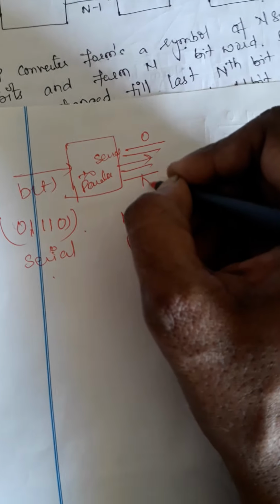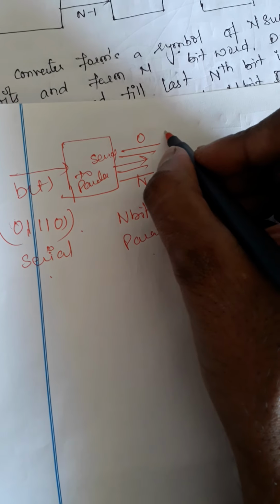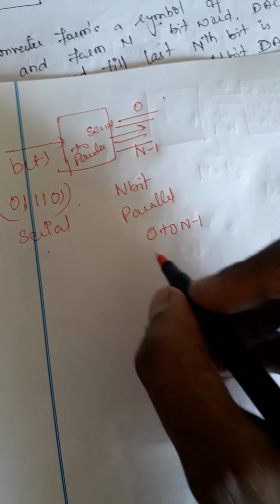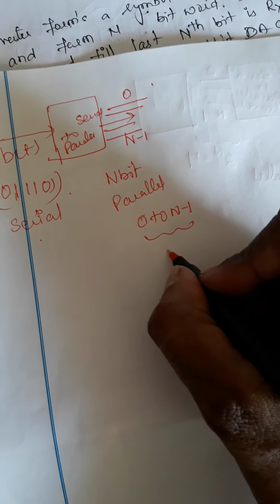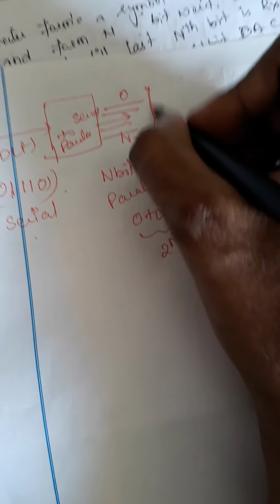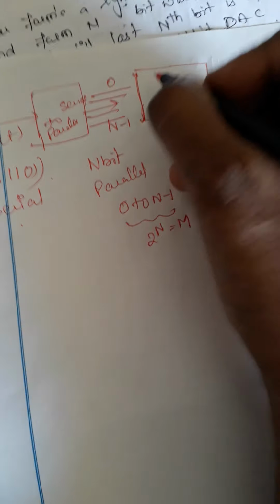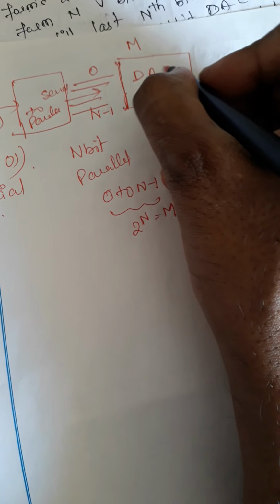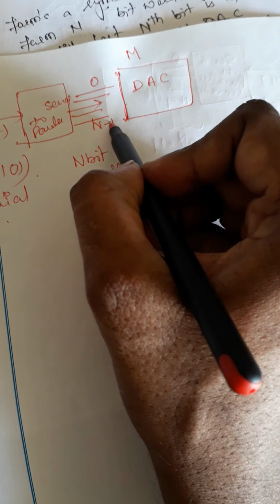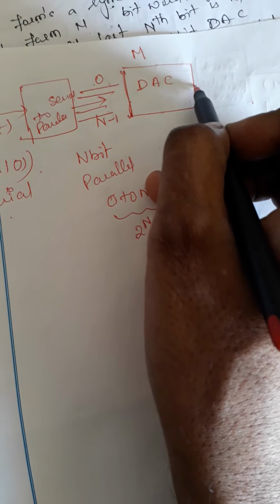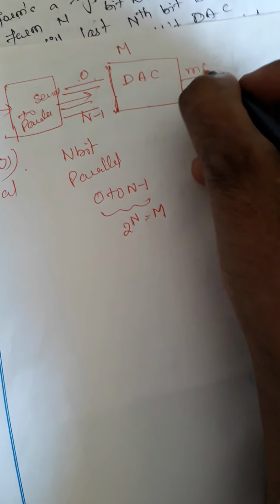The output I will have like this: 0 to n minus 1. I mean to say 2 to the power of n is equal to M, so I have got M combinations. Because it is M combinations, I have to use digital to analog conversion. Each combination of n number of bits will be converted into analog. That output is given by m of t.